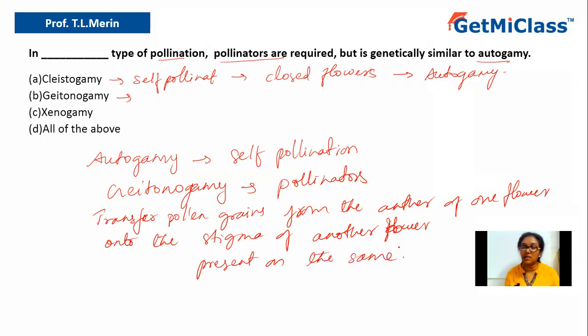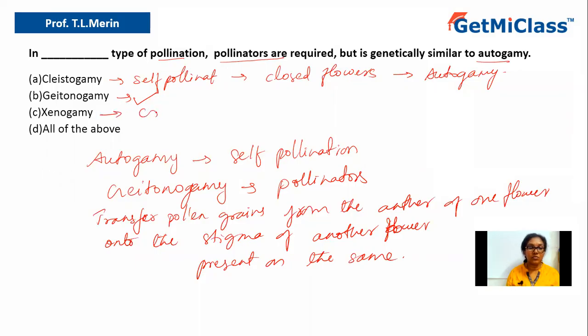And of course, to transfer the pollen grains from one flower to the other flower, they need what? They need pollinators. Hence, geitonogamy is the right answer, because though the transfer of pollen grain is happening from one flower to another flower, whatever offspring will be produced will be genetically similar to the parent plant, because both the flowers belong to the same plant, right? So that is why this is the correct answer.